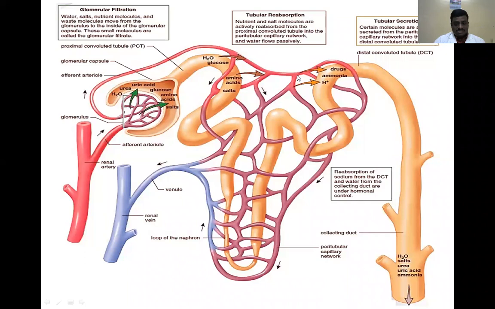Some of these substances are then secreted into the distal convoluted tubule. Reabsorption means substances are reabsorbed from the proximal convoluted tubule into the blood capillaries. Secretion is the opposite direction: substances are secreted from the capillaries into the distal convoluted tubule. That is the difference between reabsorption and secretion.